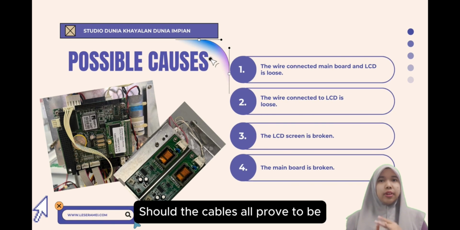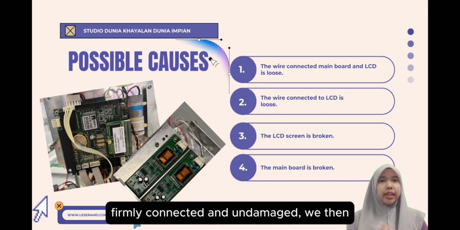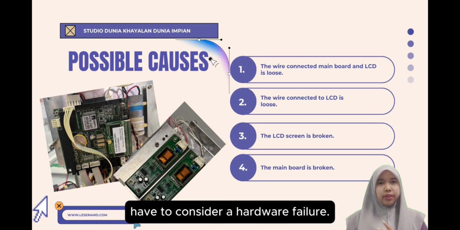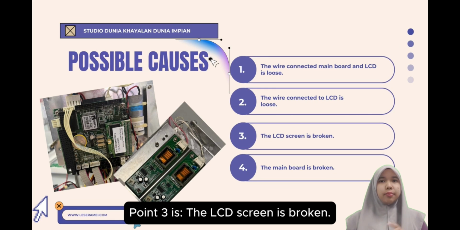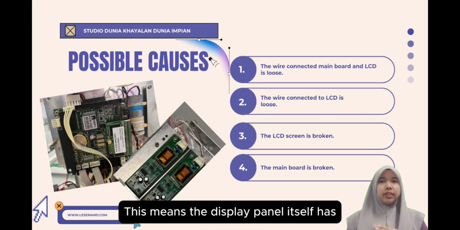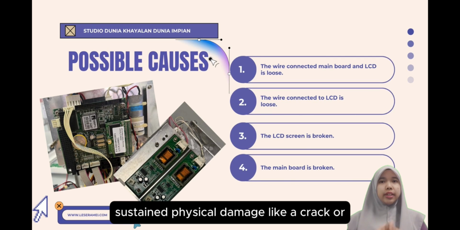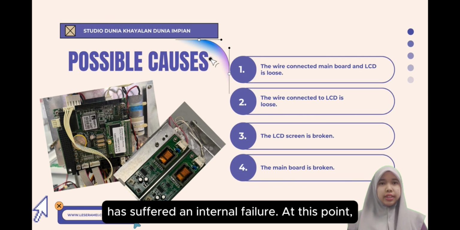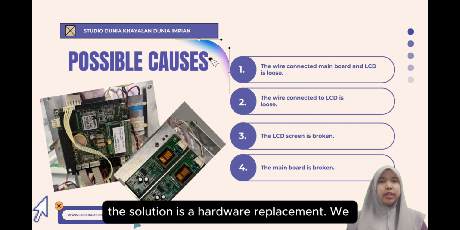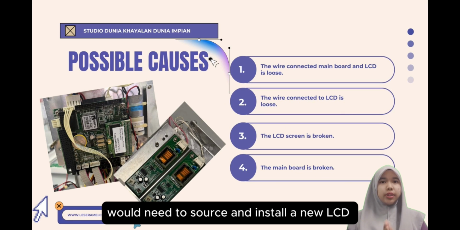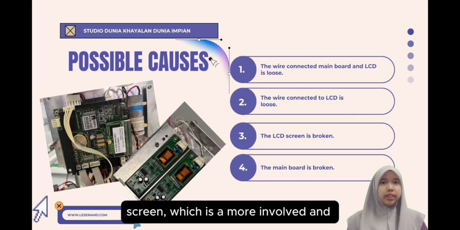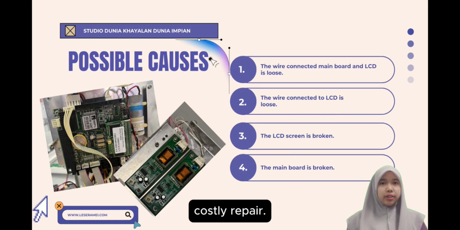Should the cables all prove to be firmly connected and undamaged, we then have to consider a hardware failure. Point 3 is the LCD screen is broken. This means the display panel itself has sustained physical damage, like a crack, or has suffered an internal failure. At this point, the solution is a hardware replacement. We would need to source and install a new LCD screen, which is a more involved and costly repair.